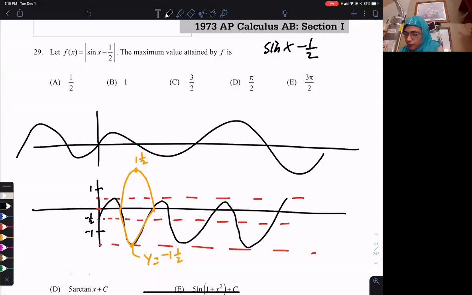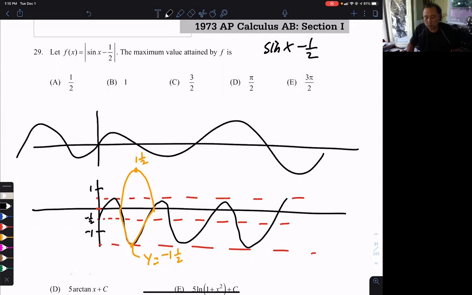This is 1973, number 29. So you kind of need to know what the graph looks like. So I'm going to approach this from just a graphical method, not really too much calculus. So here is a basic sine wave. Not very pretty, but you get the idea.